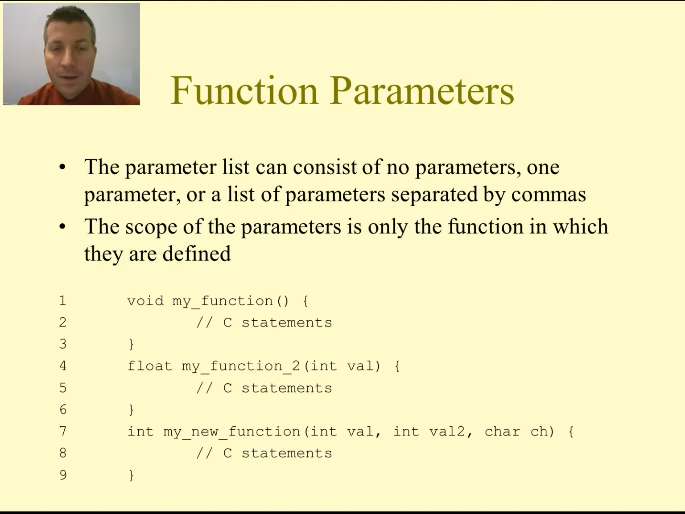And then the function on line 7 is one that takes more than one parameter. You can have a function take as many parameters as you want. In this case, this function is taking 3 parameters, 2 integers, followed by a character. The first 2 integers have names val and val2, and then the third parameter, the character, has a name of ch.